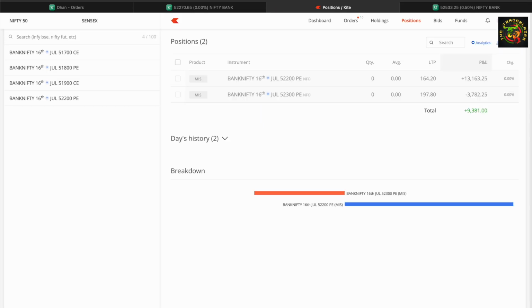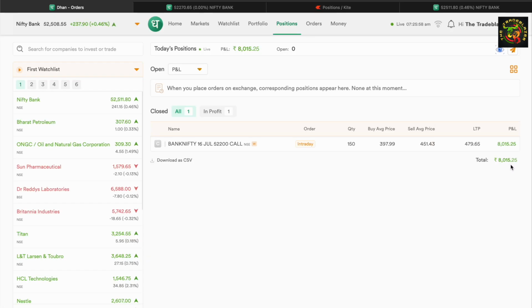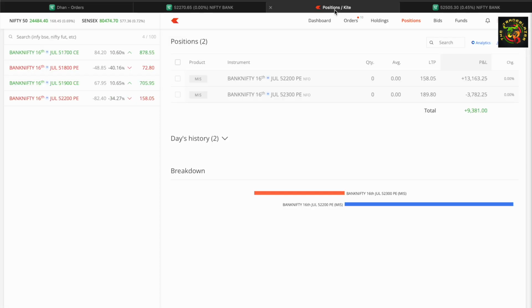So that's all for today, guys. We made a profit of about 9,000 in Zerodha, and a profit of close to 8,000 in Dhan. So overall, we made a profit of 17,500 for the day.